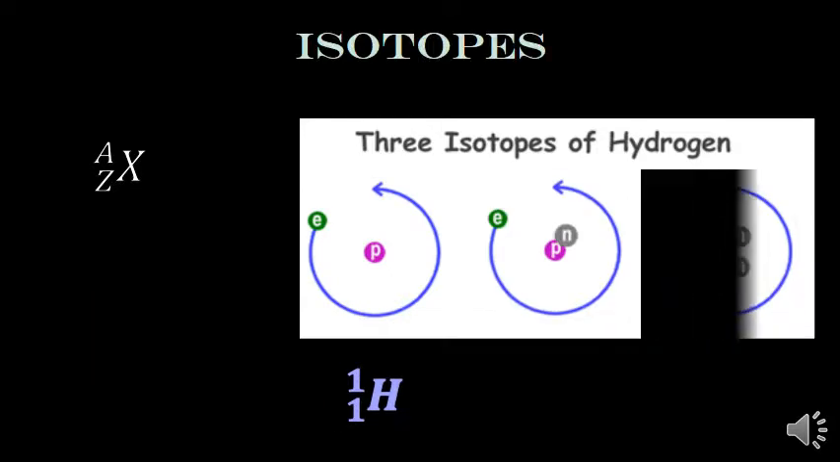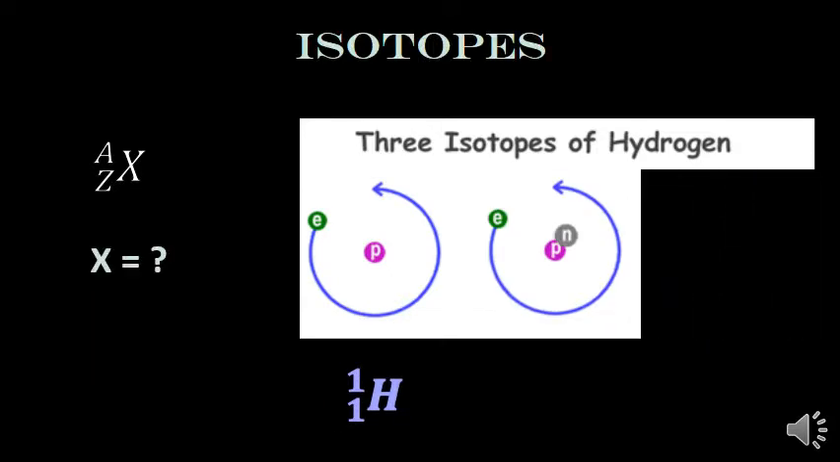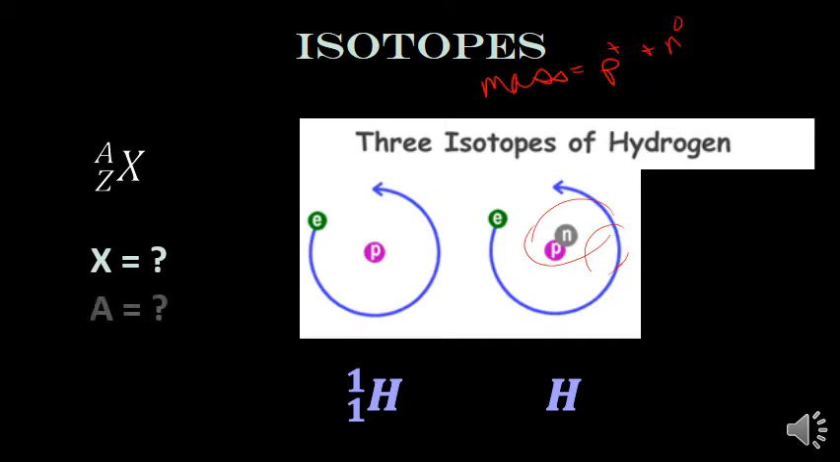Let's look at the second isotope of hydrogen. X again is H. A is the atomic mass. Remember, the mass equals protons plus neutrons. So this isotope has a mass of 2. 1 proton plus 1 neutron equals 2. And the atomic number for this guy, I'm sorry, the number of protons, well, that doesn't change for hydrogen. It's always 1.